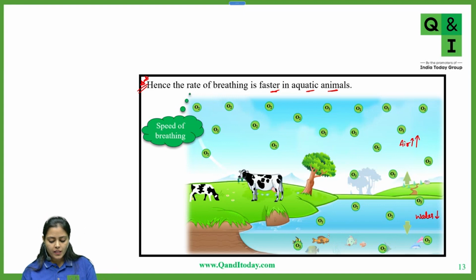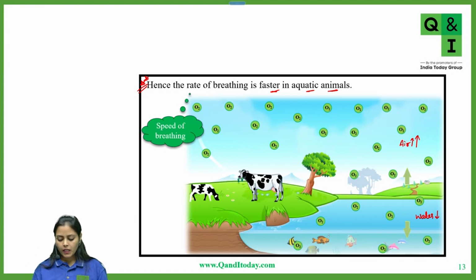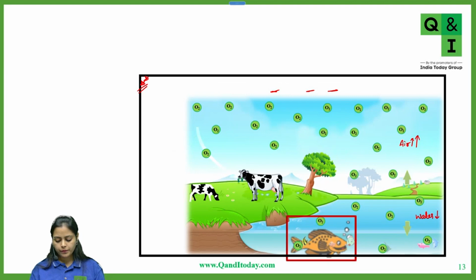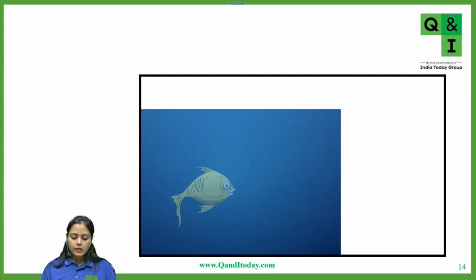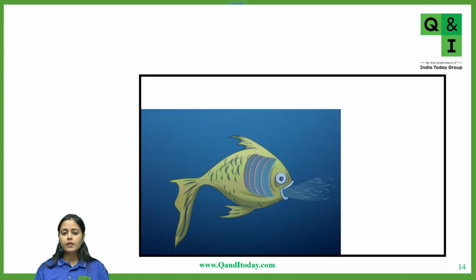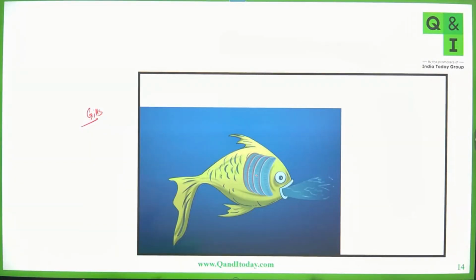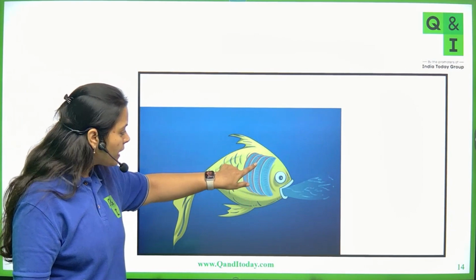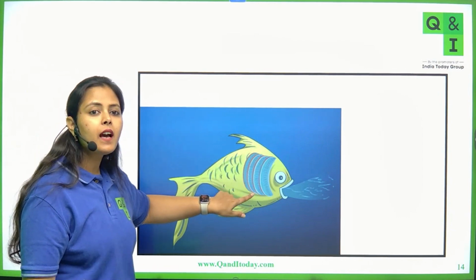Now, you can see various animals which are present in the water. And now let's focus on fish. Which respiratory organ do fishes have? Gills, yes. So now these gills are present here. You can see this brush border here. I think all of you can see this. These blue colored structures, these are gills.